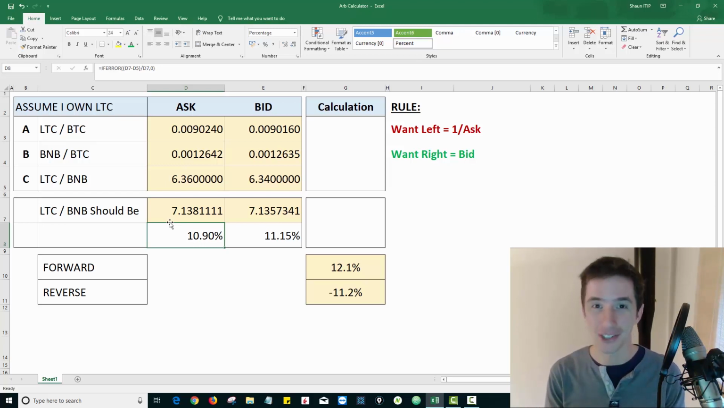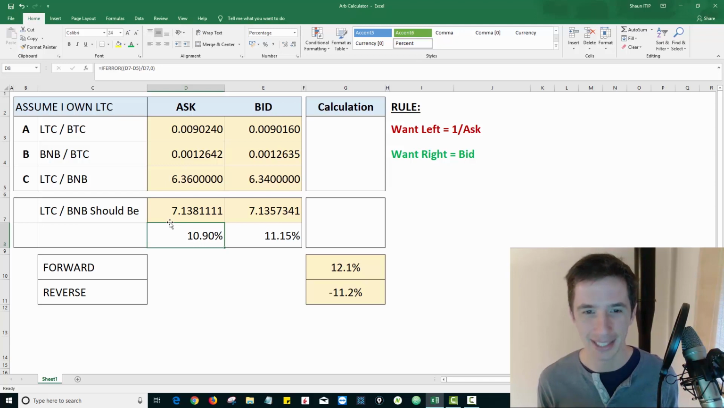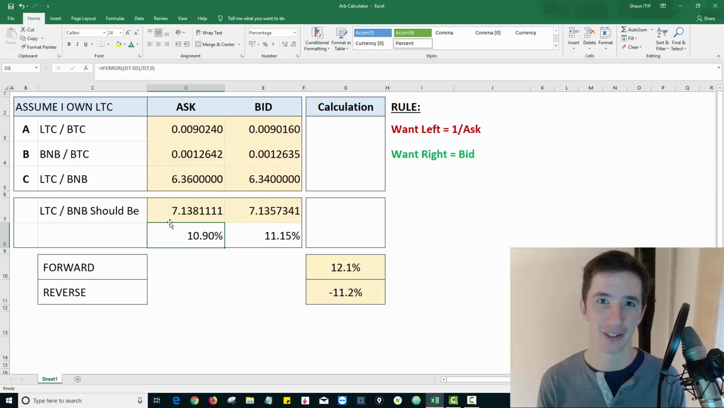I hope you found this really interesting. If you got any questions, just shoot them in the comments. I'm happy to answer any questions you may have, but I had to really get my head around this because there is so much noise when it comes to triangular arbitrage, which is why automating it is also such a good idea. But I hope this really just clarifies it for you, how to quick and dirty calculate a triangular arbitrage opportunity. See you in the next video.